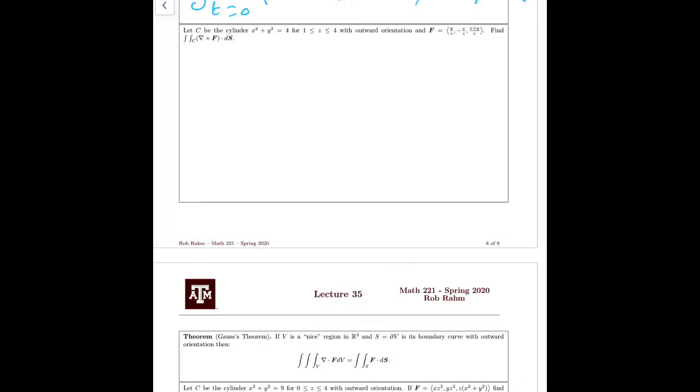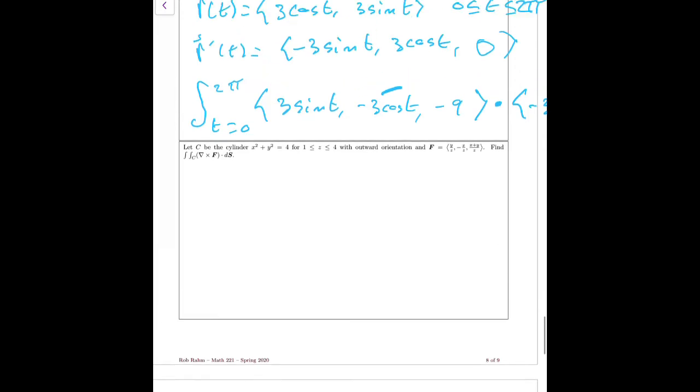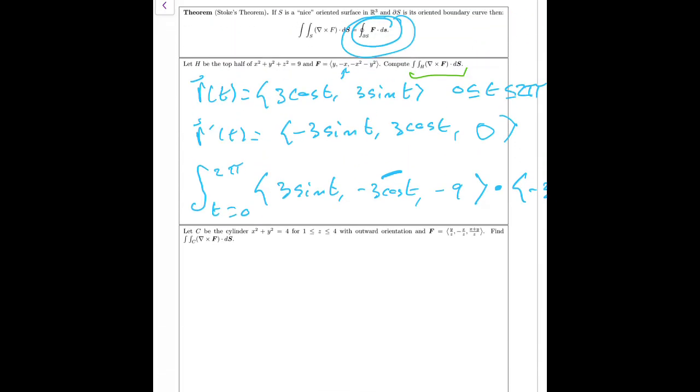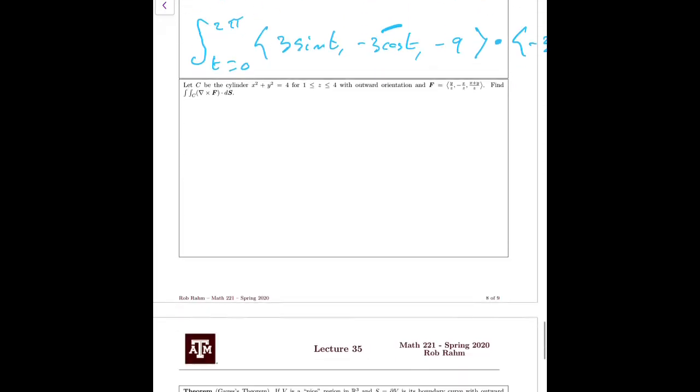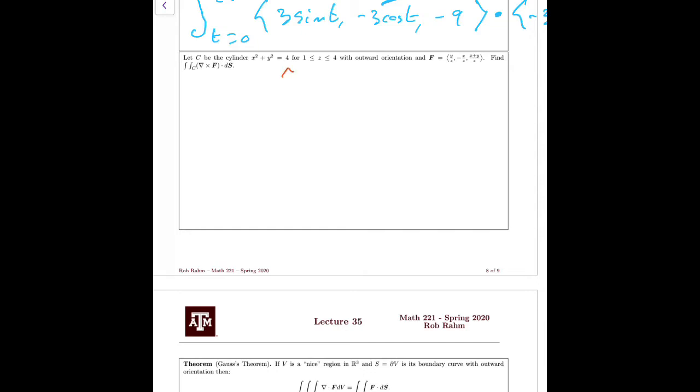Okay, so we want to do this example. We have this cylinder of radius 2 along the z-axis going from z equals 1 to 4. We have a vector field, and we want to compute the surface integral of the curl of F over this surface. Okay, so we want to use Stokes' Theorem. We want to compute this as a line integral around the boundary. But this is going to take a little work, again, with the orientation.